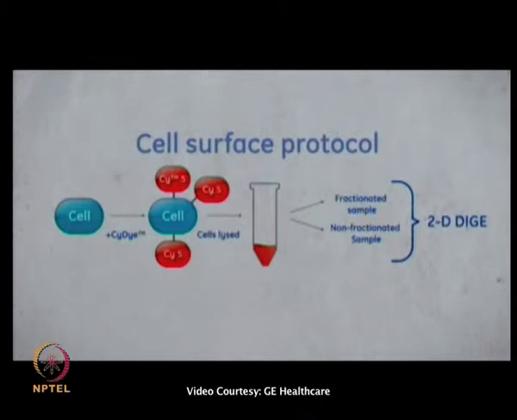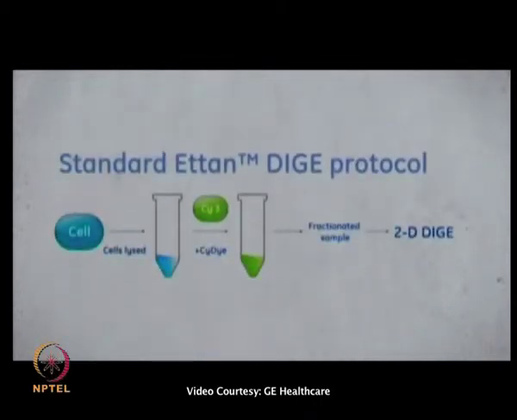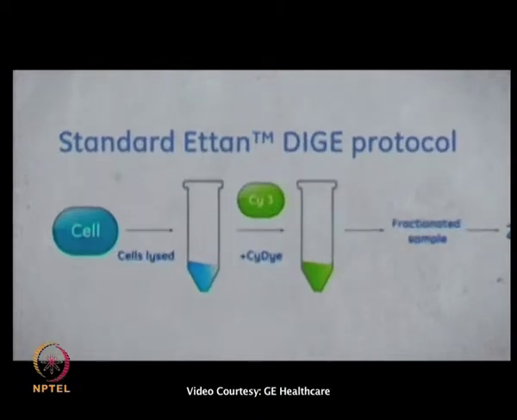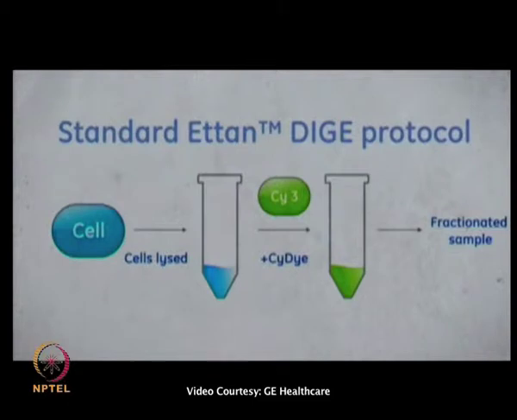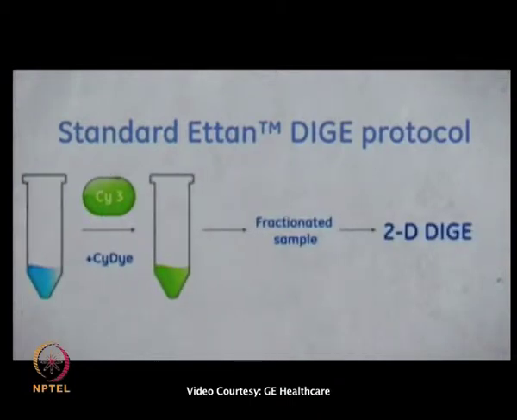A non-fractionated sample was prepared in parallel for comparison. This fractionation analysis is not necessary, but was done here just to show that the cell surface protocol is specific for cell surface proteins. We also performed the standard DIGE labeling protocol, seen below. The cells are lysed before labeling, and in this way all cellular proteins are accessible for labeling. After the labeling step, the samples are subjected to 2D electrophoresis.